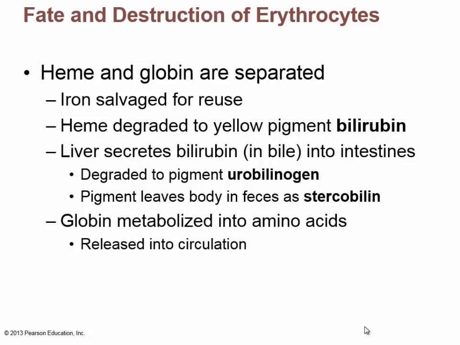The globin part, the 4 protein polypeptide chains, they get metabolized, broken down into amino acids, and released into the circulation, and they can get reused again to make different types of proteins. So we do try to reuse as much as possible. The heme part will leave our body, but otherwise we reuse the iron, we reuse all the amino acids.